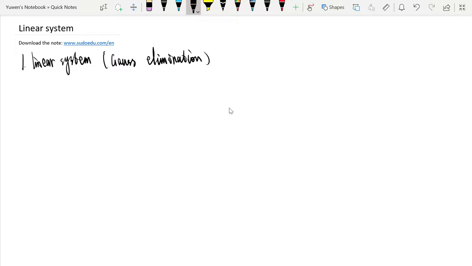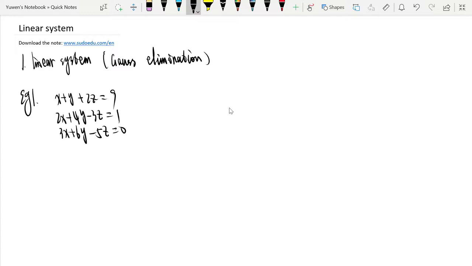Let's see an example of how to use Gauss elimination. The example is x plus y plus 2z equals 9. 2x plus 4y minus 3z is 1. And 3x plus 6y minus 5z equals 0. Recall this is the first equation, the second equation, the third equation. And how to solve this linear system? We use the Gauss elimination.